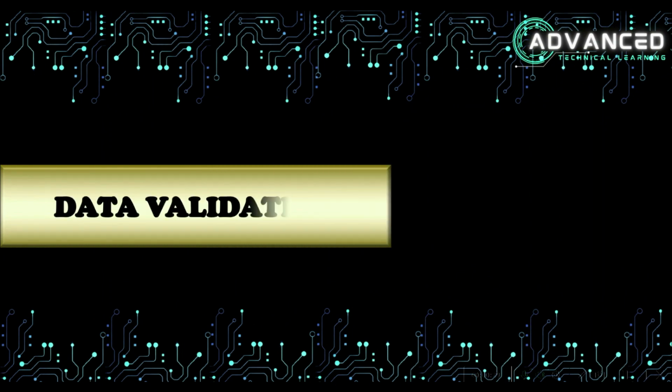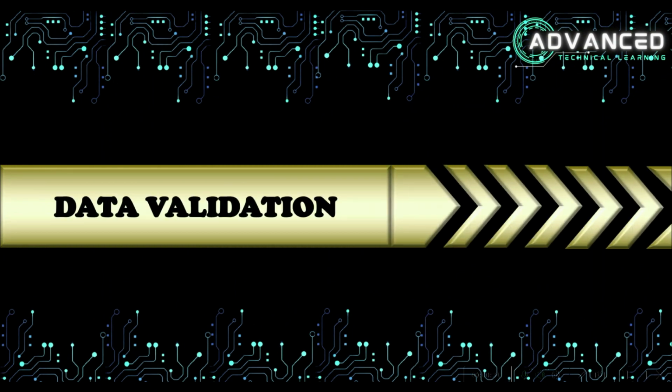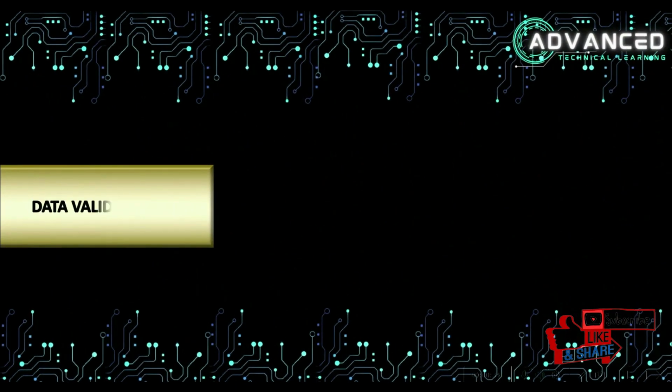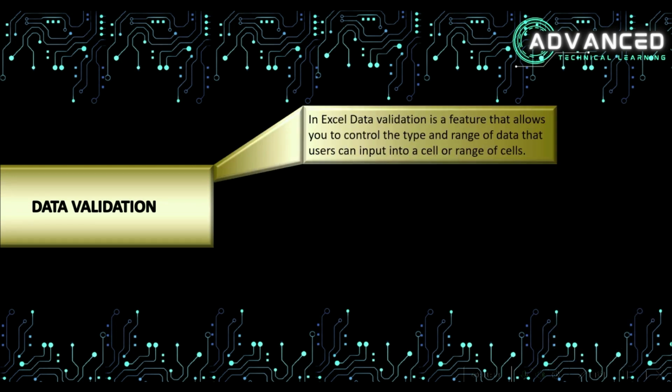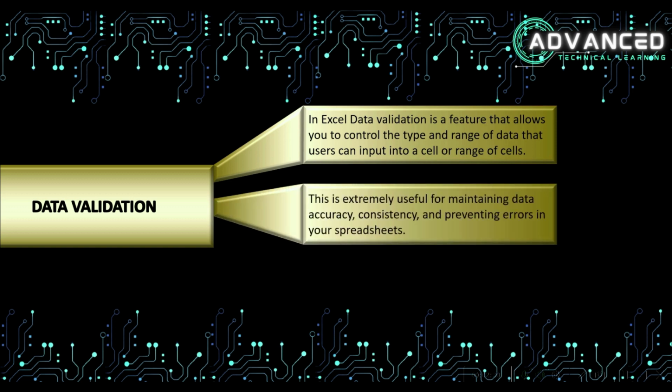In this video, you are going to learn about data validation. So let's understand what is data validation. Data validation is a feature that allows you to control the type and the range of data that users can input into a cell or a range of cells. This is an extremely useful feature for maintaining accuracy, consistency, and preventing errors in your spreadsheets.